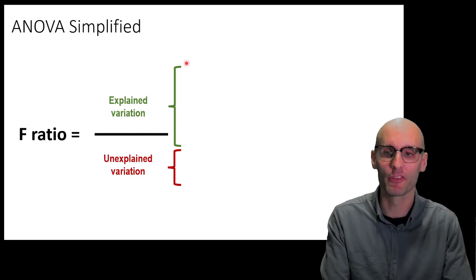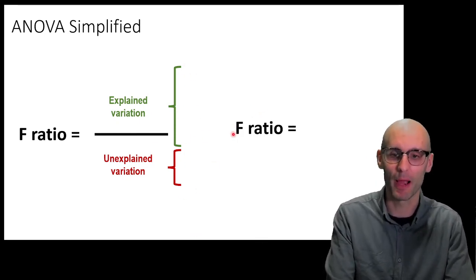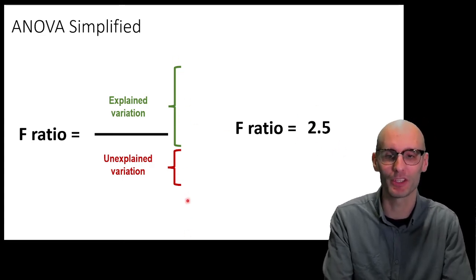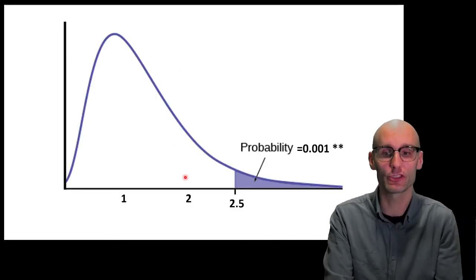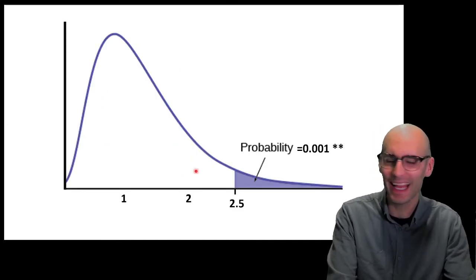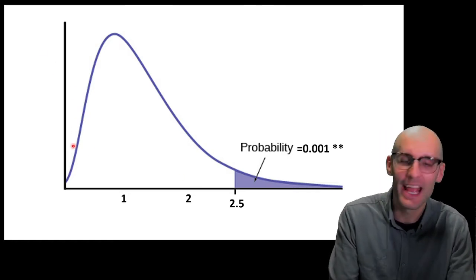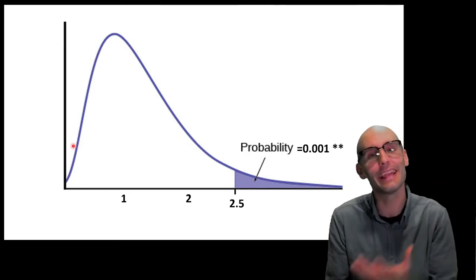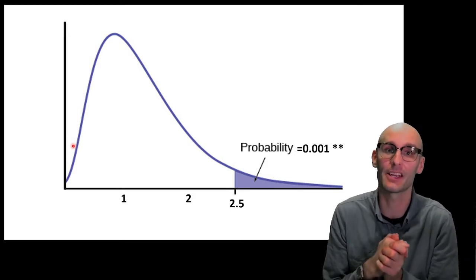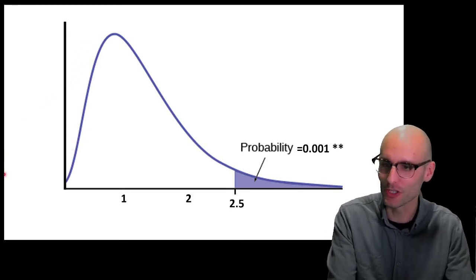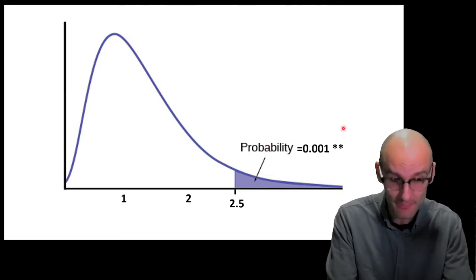So here we can see we've got a big explained variation and a small unexplained variation. So this number might come out as something like 2.5. This number's 2.5 times bigger than this number. So now we need to put that onto an F distribution. This is the F distribution here. Now you can kind of see it looks a little bit like a normal distribution here, but it's a bit squashed. And that's because you can't get a negative ratio, right? You can't divide two positive numbers and get a negative number. So we can't get this normal distribution going off down here. So it looks like a bit of a squashed normal distribution here.